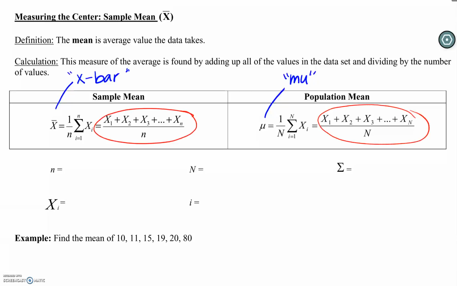Add up all the values, divide by the total number. We do have some other notation issues. Our n is a sample size when it's lowercase, and it's a population size when it's uppercase. But I don't care about this side.